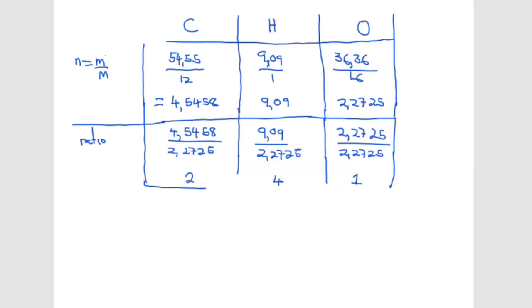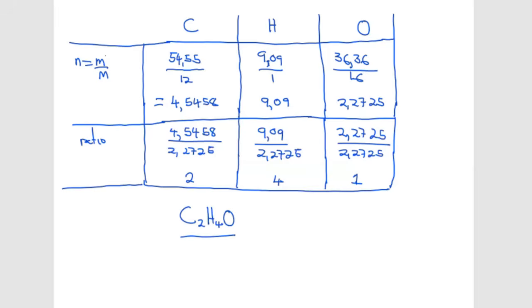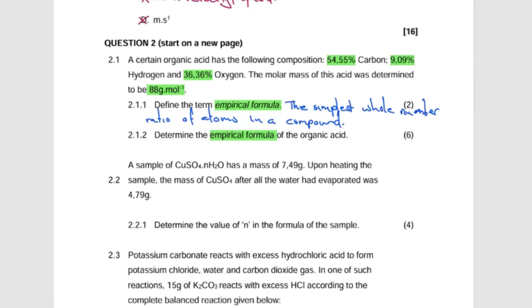Then after this, we're supposed to now write the empirical formula, right? So according to this, we're going to have the empirical formula of carbon, how many carbons? We're having 2 carbons, then according to that, we're having 4 hydrogens and then an oxygen, right? So this is how we're supposed to calculate our empirical formula for the organic acid there.